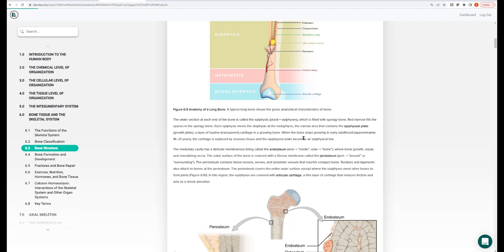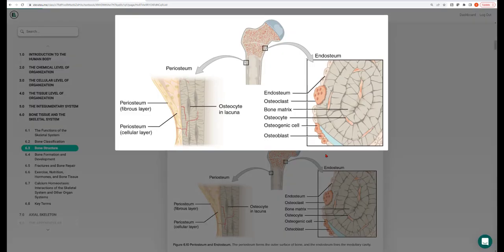But bones are first formed as cartilaginous structures. That cartilage is going to then differentiate into bone. Bones are going to elongate also from this epiphyseal plate, which is a cartilaginous region. Let's take a look at this figure.